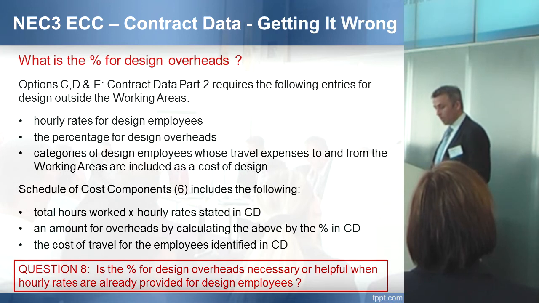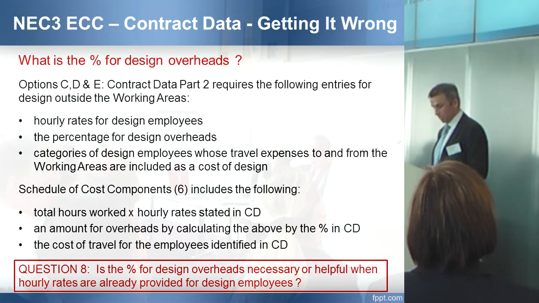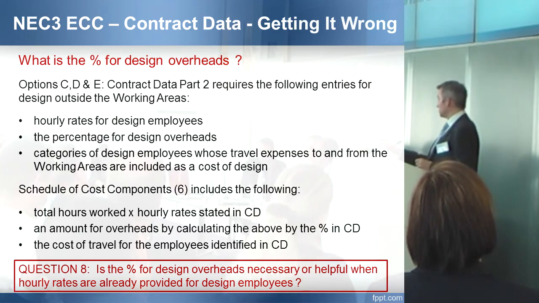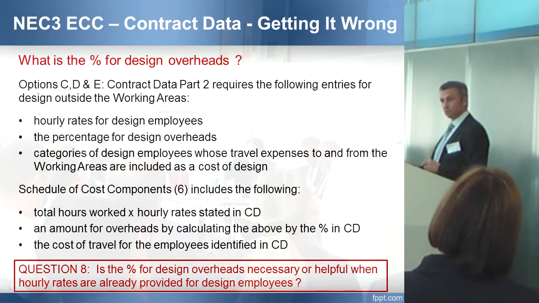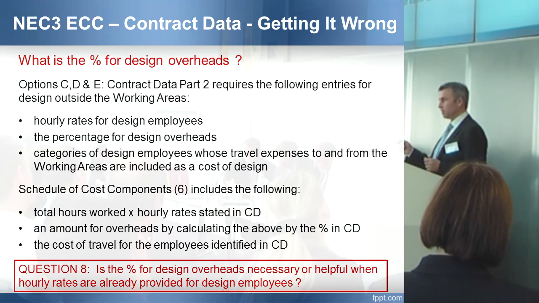So we have to enter hourly rates for the design employees, a percentage for design overheads, and identify categories of design employees who we want to reimburse travel to and from the working areas. And the schedule of cost components helpfully then says you multiply the hours worked by the rates for those designers, you add an amount for overheads to those rates, and the actual cost for travel. So my question really is, why do you need to add a percentage of overheads if you're putting in rates?